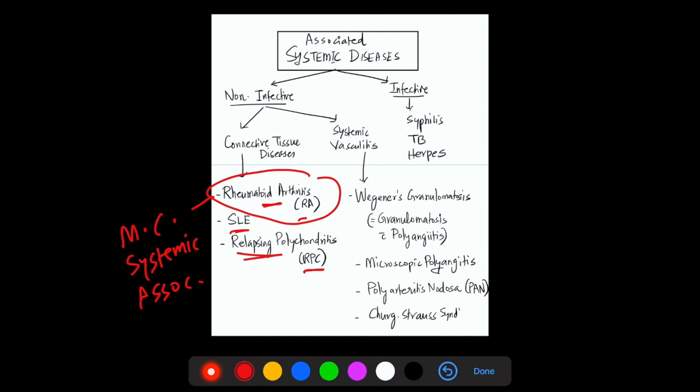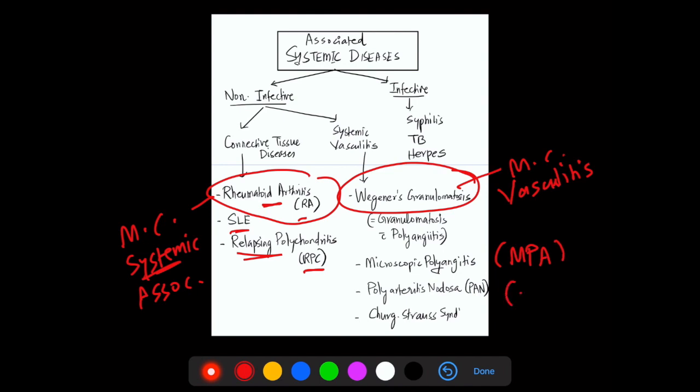Amongst the systemic vasculitis, the most important disease is going to be Wegener's granulomatosis. Recently, they have renamed it granulomatosis with polyangiitis. Now, Wegener's is going to be the most common vasculitis condition to cause scleritis. The most common systemic association is RA, whereas the most common vasculitis is Wegener's. Apart from Wegener's, you have microscopic polyangiitis, you have polyarteritis nodosa, and you have Churg-Strauss syndrome. These are less important, but these two are the key.